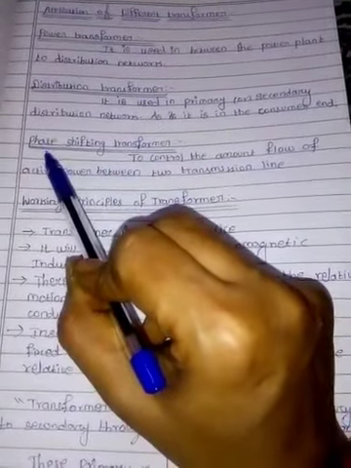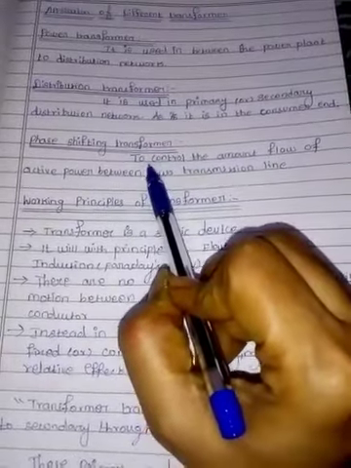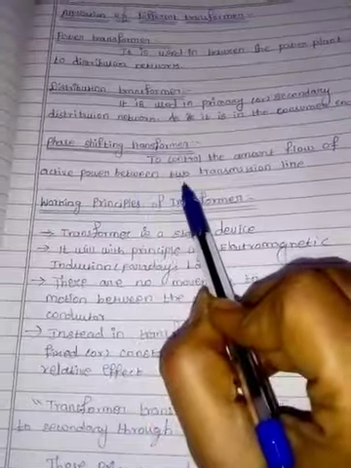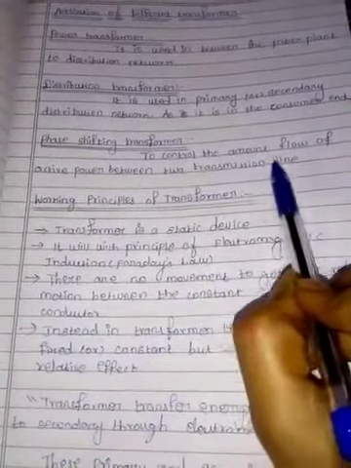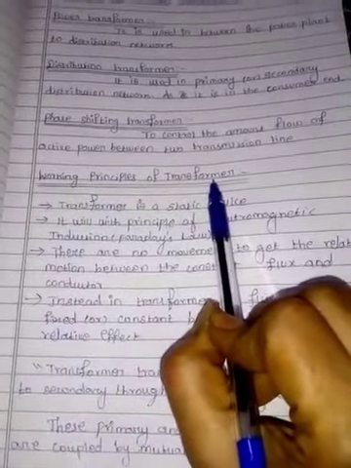Then the third one is the phase shifting transformer, which is used to control the amount of flow of active power between two transmission lines. Next, we are going to see about the working principle of the transformer.